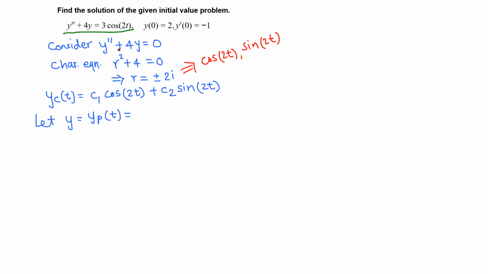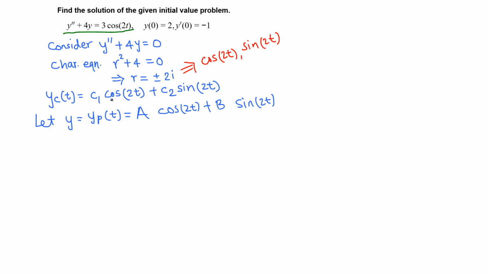Okay, so let's look at the right hand side here. We have 3 cosine 2t. We can ignore the constant. Whenever we have a non-homogeneous cosine, we have to write down a linear combination of sine and cosine, because cosine comes from sine when we differentiate. So for cosine 2t, we write cosine and sine with the same angle, a linear combination: A cosine plus B sine.